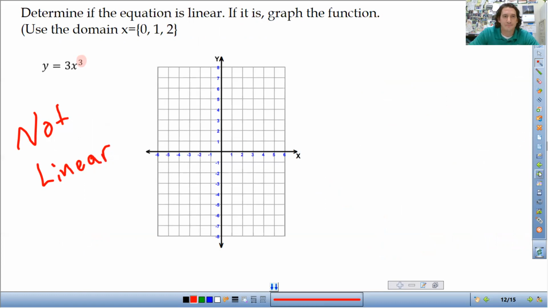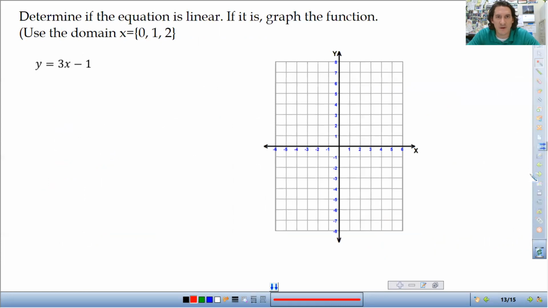All right. Next one, determine if the equation is linear. If it is, graph the function. So are there any exponents? No. Is there an x in the bottom of a fraction? No. Is there a product, like of two variables, like an x times y? No. So yes, this is linear.